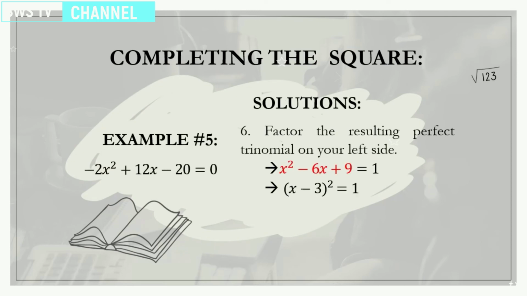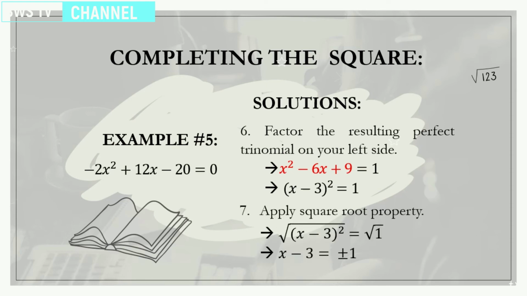Then factor the resulting perfect trinomial on your left side. So again, bring down x, copy the sign in the middle, which is minus, then take the square root of the last term, which is 9. Square root of 9 is 3, so x minus 3, then put in parentheses together, then put the exponent outside the parentheses, and is equal to 1, bring down 1.